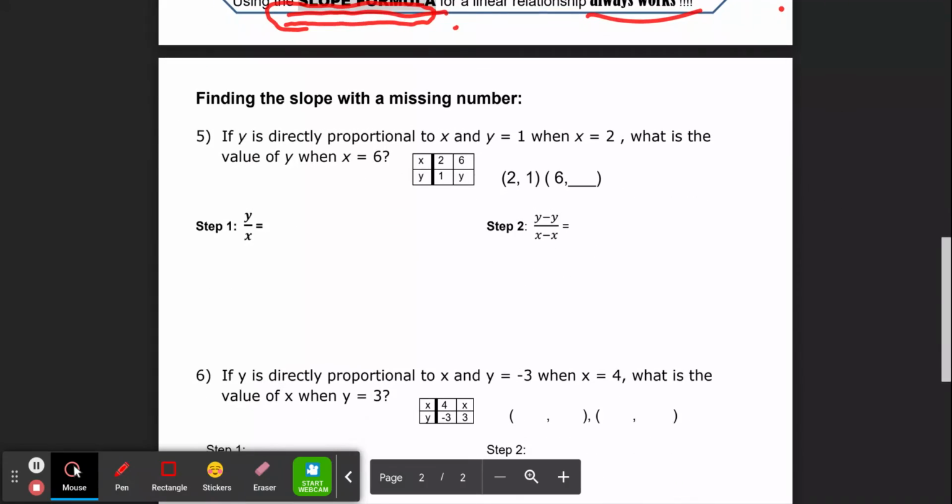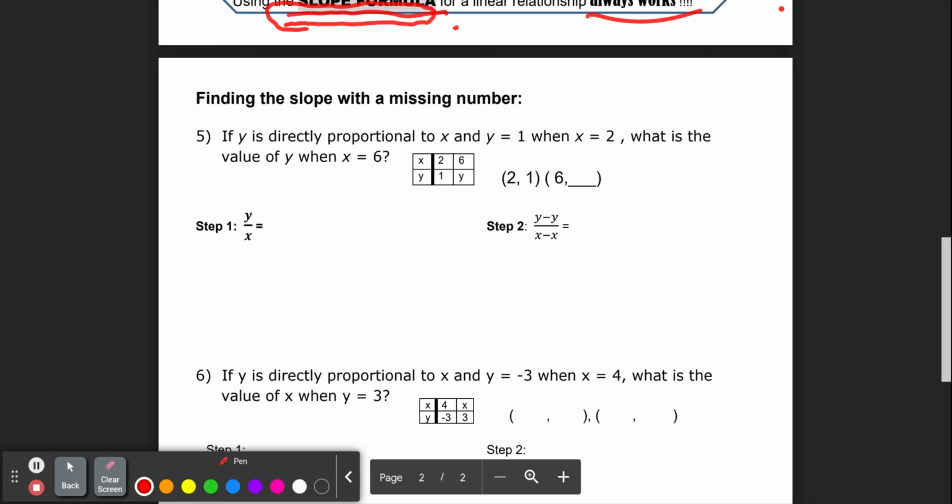All right, so let's take a look back here. Oh, now we have a missing number. We have to find our slope with a missing number. So this is what you're going to do. It says if y is directly proportional to x and y is 1 when x is 2, what is the value of y when x is 6?